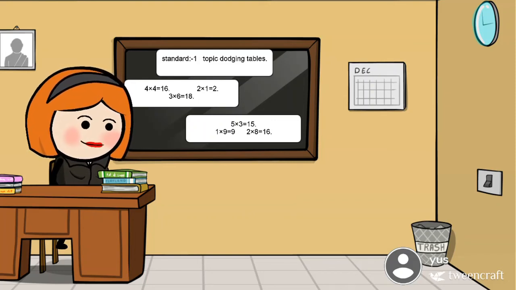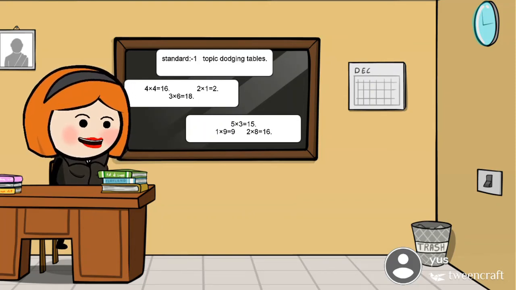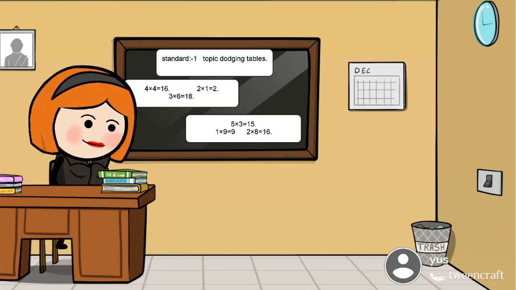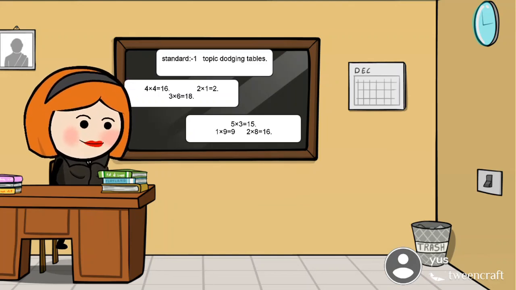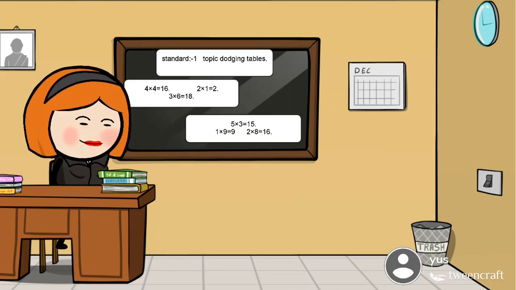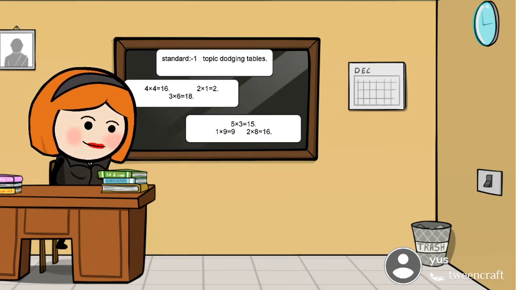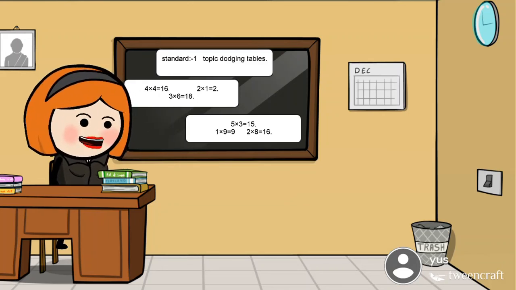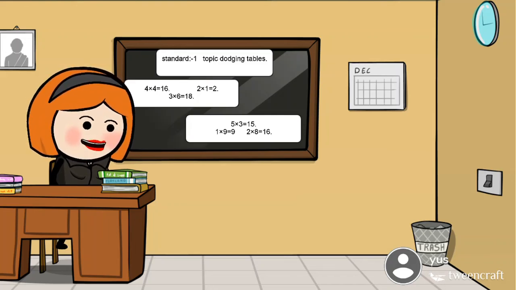Today we will learn dodging tables. What are dodging tables? Dodging tables means skip counting the tables. Okay? As you have seen on the board, now I am going to recite the dodging table. You have to repeat after me.